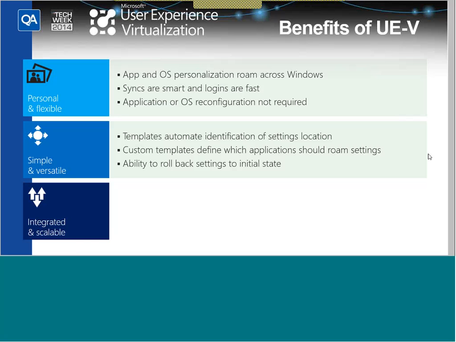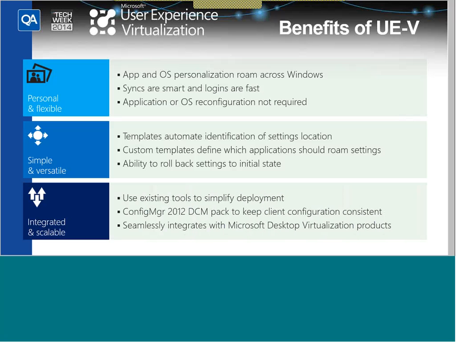So should a user get tied up with the settings and maybe configure the application to a state that they can't find their toolbars anymore, then with a simple PowerShell command we can roll back the settings to its initial state. And the idea here, as I said, is to use existing deployment technology to deploy the UEB client and the templates, and to synchronize the settings as well.